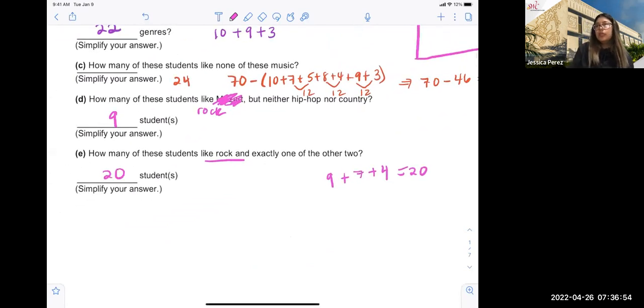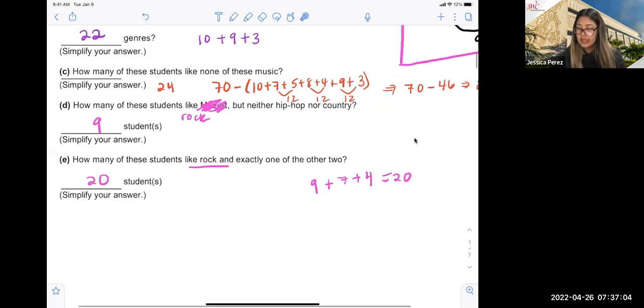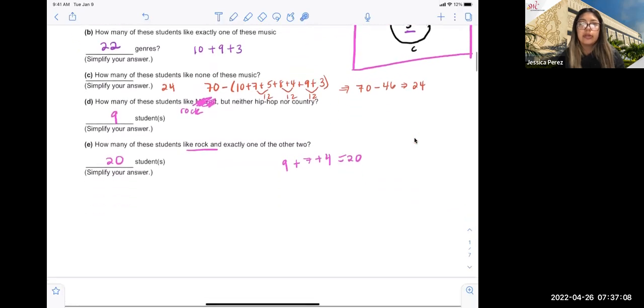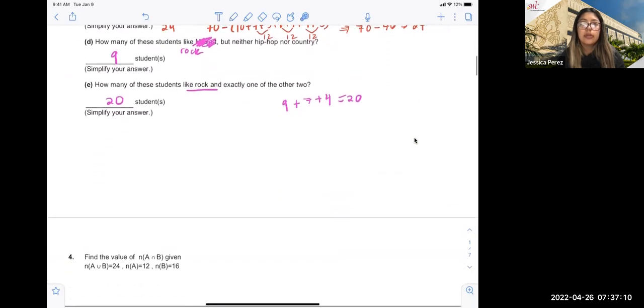So all you're doing once you have your Venn diagram is counting and adding. That's it. Okay? So please make sure that you're looking at the Venn diagram and then you're answering the question. All right.